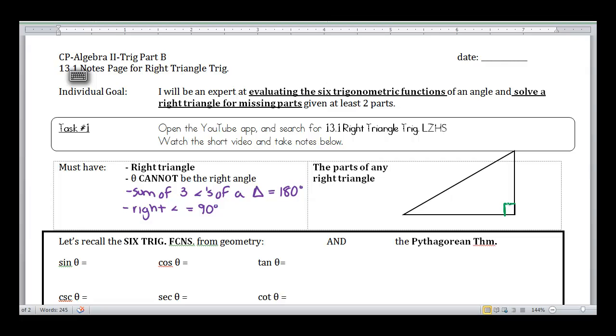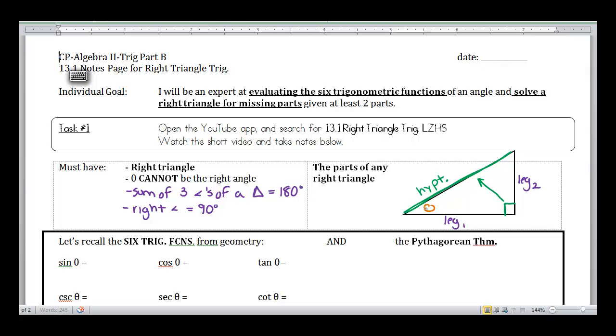So right here in our diagram, this little square in the corner means that this is a right angle. Always opposite the right angle is a side that we call the hypotenuse. The other 2 sides we just call legs. Now, theta can be either of these acute angles.